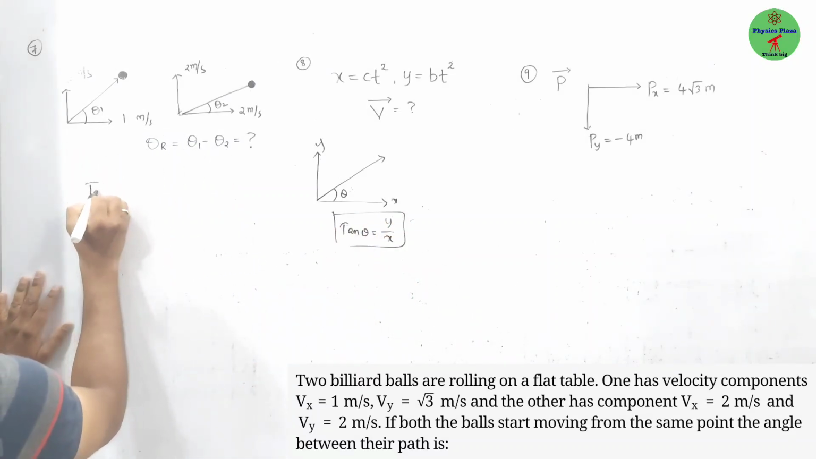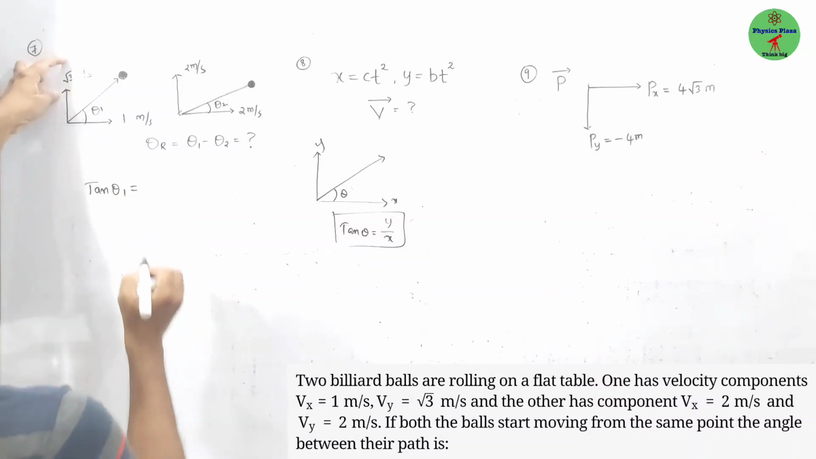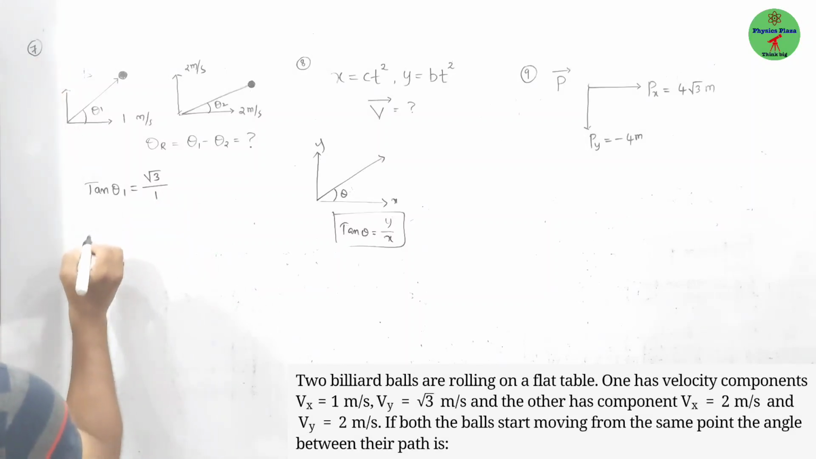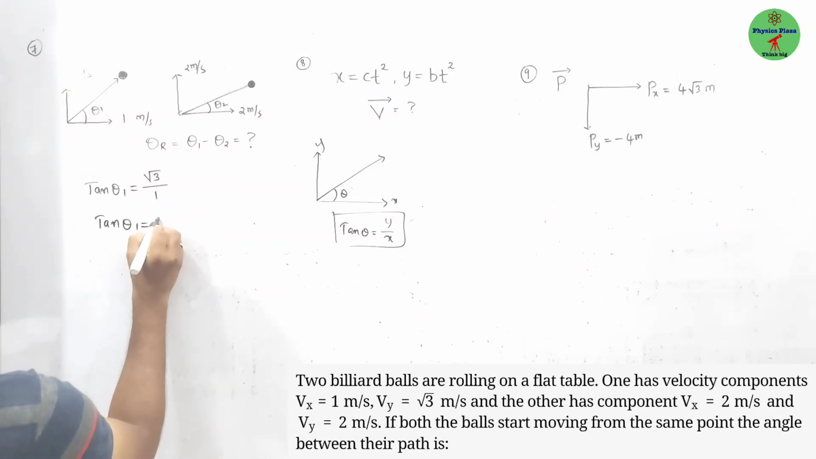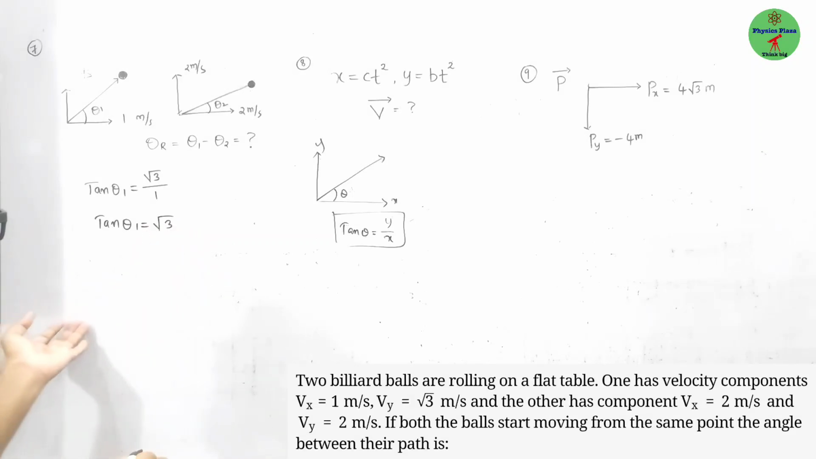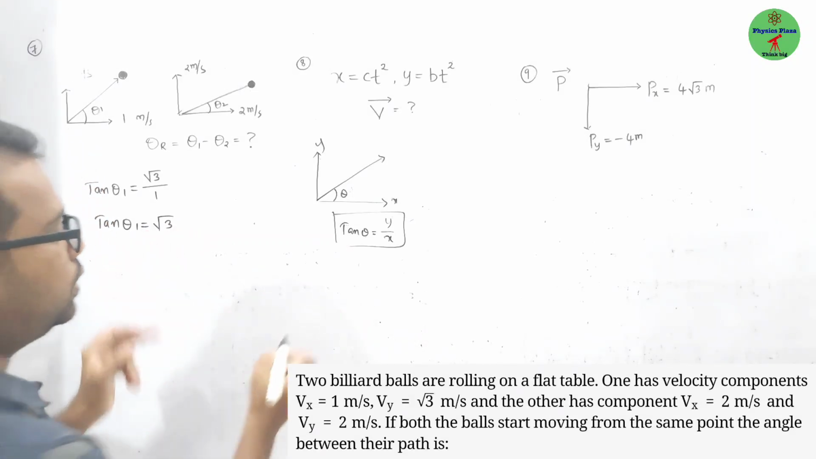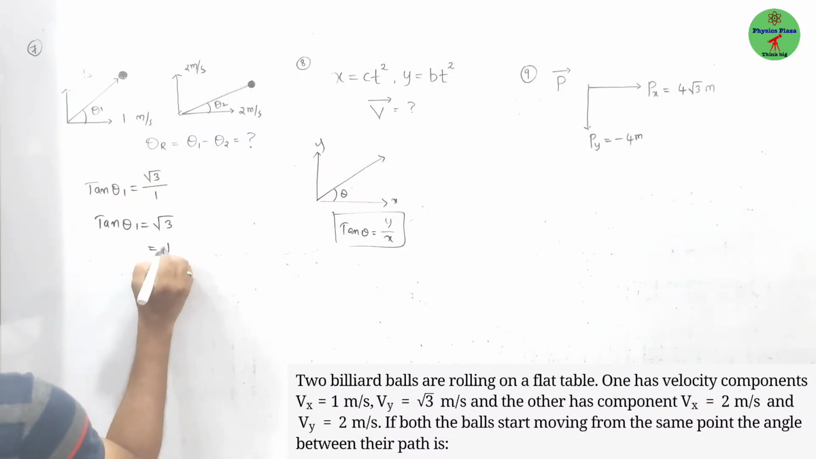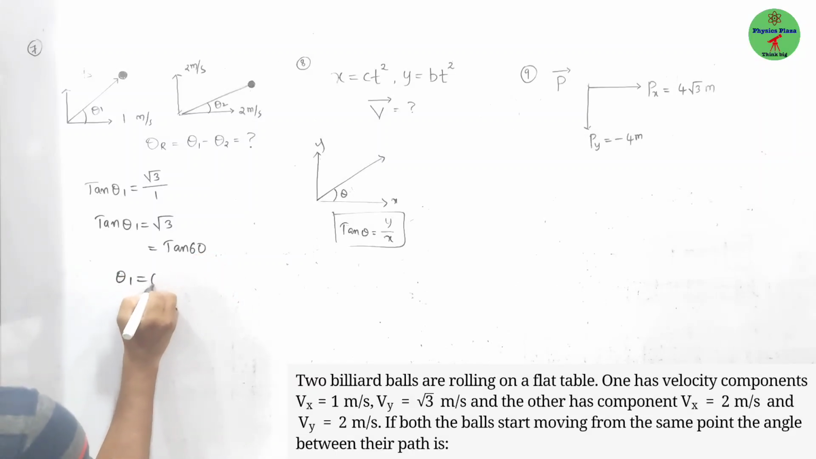So for this, tan theta 1 is equal to, so y component is root 3 by x component is 1. So tan theta 1 is equal to root 3. For what angle tan takes root 3, children? So it's 60 degrees. So this is tan 60. So here we got theta 1 is equal to 60 degrees.